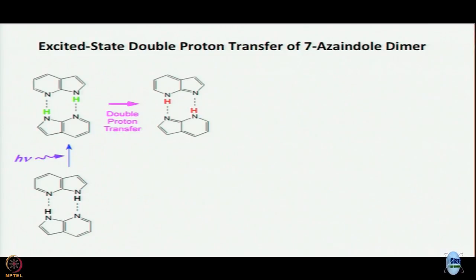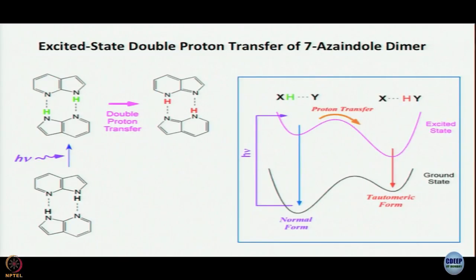I am going to show you the spectra. It was manifested amply in the spectrum, and the energy surfaces were also worked out, and the energy surfaces are qualitatively the same as what we had for 3-hydroxyflavone. Asymmetric double well potentials in ground and excited state with a reversed asymmetry between them. The form that is more stable in the ground state is less stable in the excited state. That is why proton transfer takes place in the excited state. And since two protons are getting transferred, it is called excited state intermolecular double proton transfer.